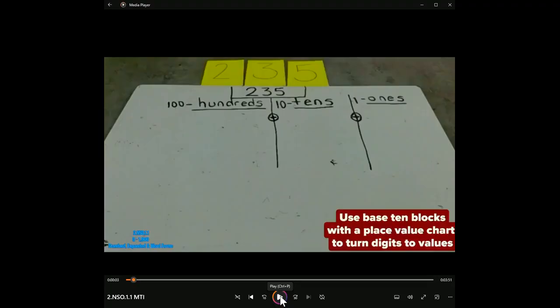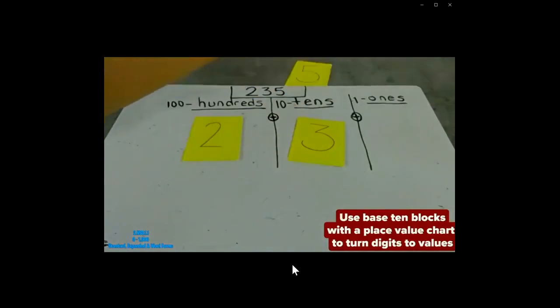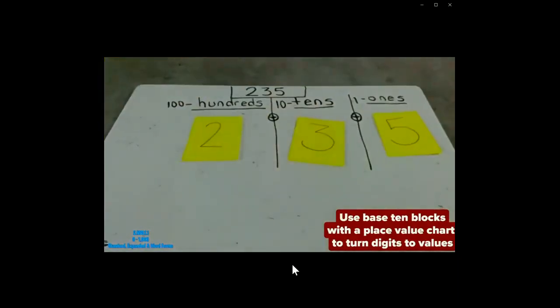Providing students with a place value chart and base 10 blocks, as well as digit cards, allows them to physically decompose numbers, taking the digits and placing them in the chart so that when they're ready to build with base 10 blocks, they can change those digits to values.